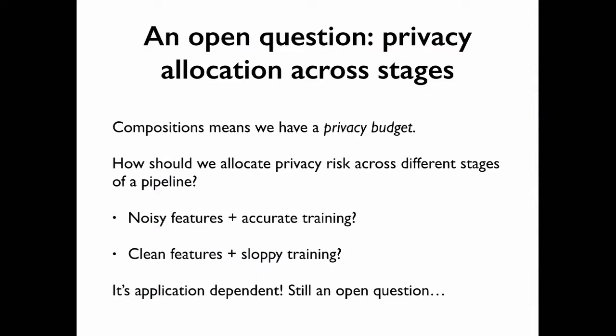I might be able to get away with really terrible features or noisy features, but I really need to make my training method not noisy at all. It has to be very good. Or maybe I want really clean features, and then my optimization for my training can be somewhat loose. And again, remember, all of these things depend very strongly on the actual data set that you have. So being able to assess how you're going to allocate these across different stages is an open question that people have been looking at. And I think it's a pretty interesting question for practice and also for theory, if we can get some actual theory about this.